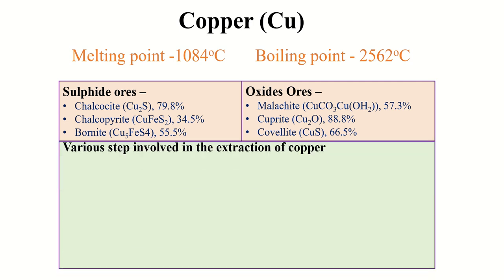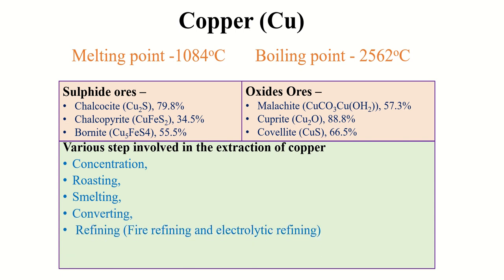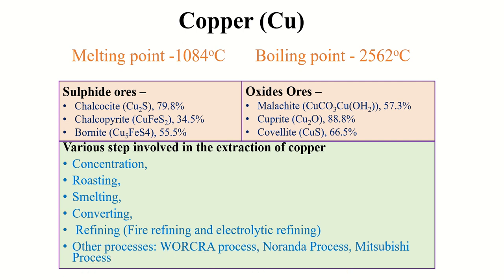There are various steps involved in the extraction process of copper: concentration, roasting, smelting, and converting. Refining processes are fire refining, which means a pyrometallurgical process is used, and electrolytic refining. Other processes are the Bor process, Noranda process, and Mitsubishi process, which are used for the extraction and refining of copper.